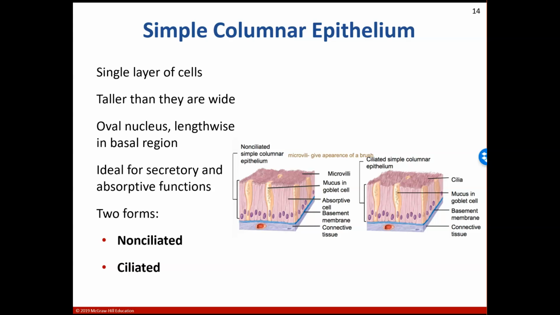We have two different forms. We have non-ciliated, which is what is pictured over here, although we do have little microvilli on here for absorption, and this is called a brush border. And over here we see the ciliated version, and notice how the cilia are much taller than the microvilli.